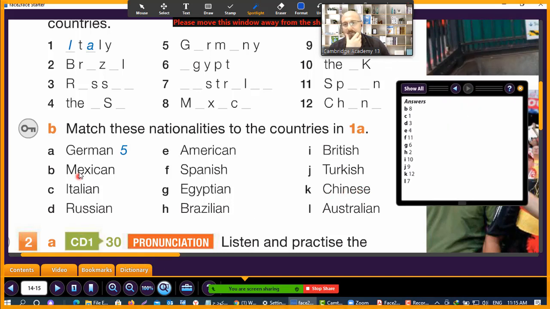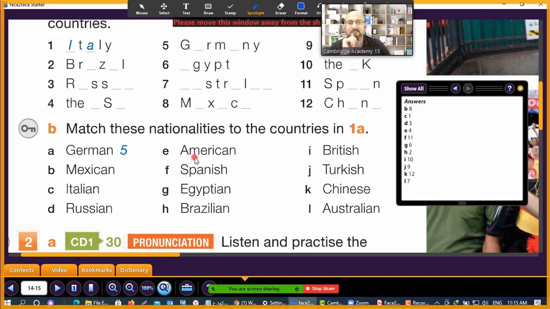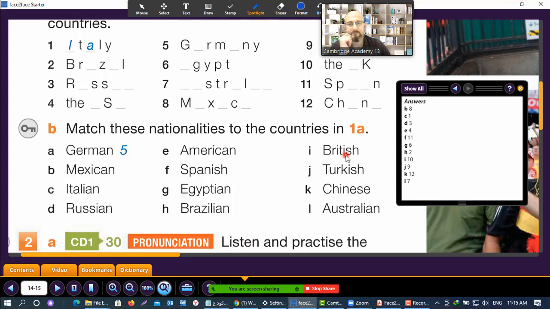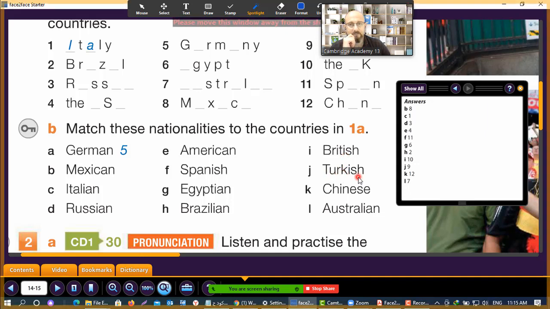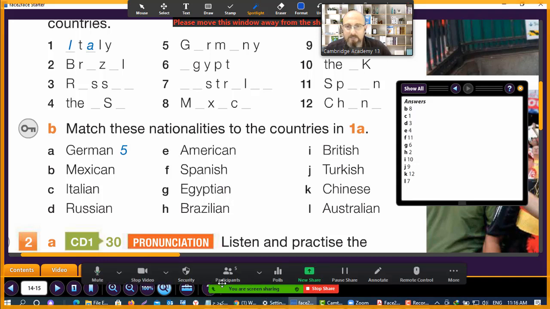Okay, so here we said Mexican is number 8. Italian is number 1. Russian, number 3. American, number 4. Yes, number four, the USA, American. Spanish, number 11. Egyptian, number six. Brazilian, number two. British, number 10. Turkish, number nine. Chinese, number 12. Australian, number 7. Okay. Now we will see the difference between these two words.